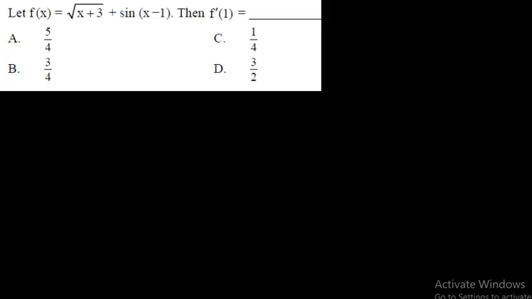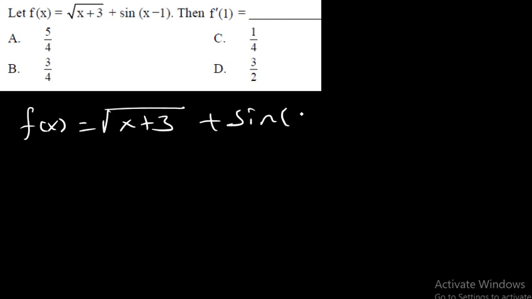The next question, we have a function f of x, which is f of x is equal to the square root of x plus 3 plus sine of x minus 1. Then we need to find f derivative at 1. First, let's derive it. What is the derivative of this function?